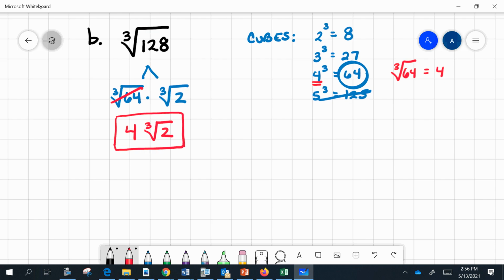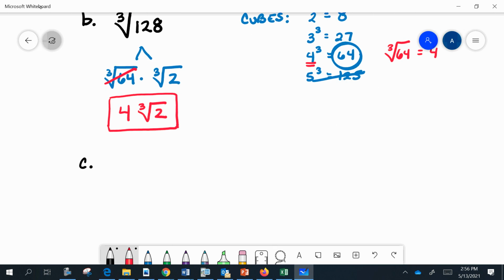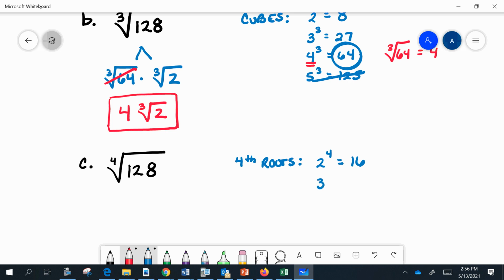I'm going to go one more example in this set, okay? Let's change the cube root into a fourth root and see how that changes the process. What we're going to do is put out our perfect fourth powers. So we just get the calculator. We say 2 to the fourth, type that in, and you'll see it's 16. 3 to the fourth, if I type this in, is going to be 81. 4 to the fourth, we're at 256, it's too big.